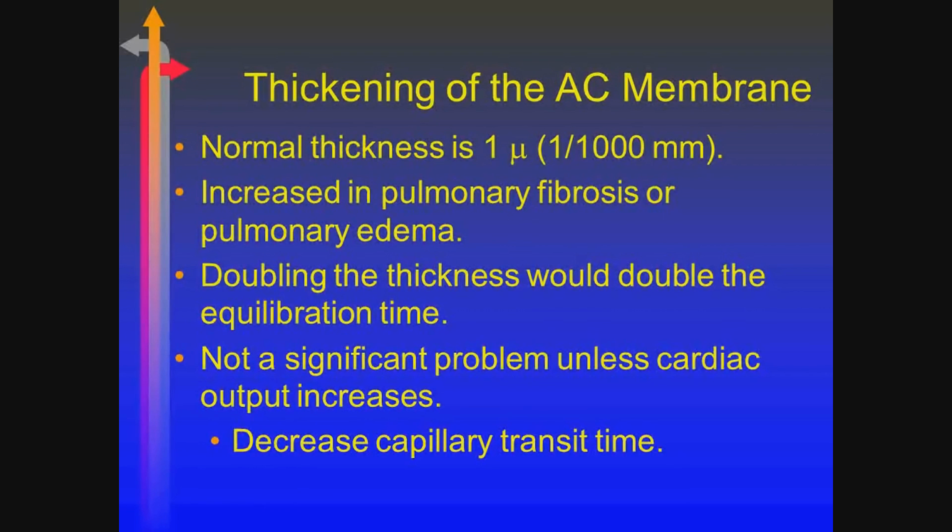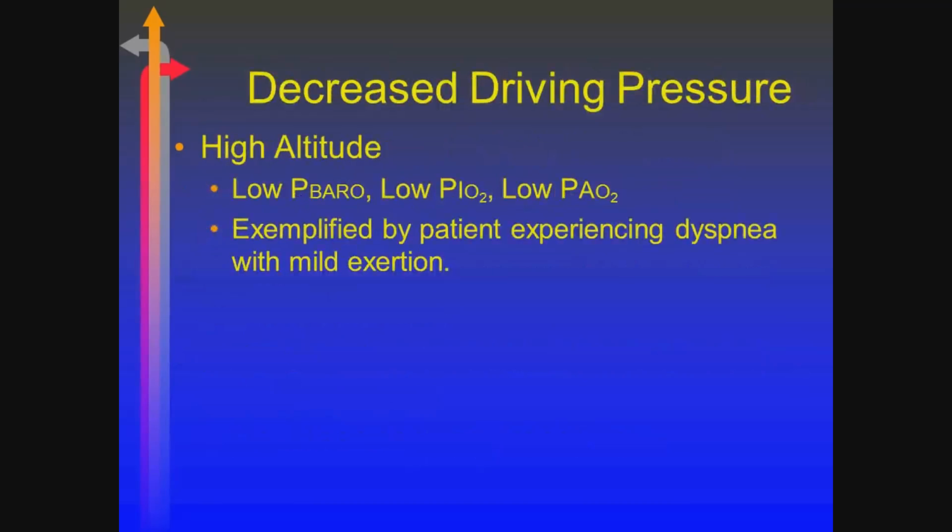But when the patient has an increase in cardiac output with a reduction in transit time, you would end up having hypoxemia manifested. So this is why patients with diffusion defects are fine at rest until they get up to do something, walk across the room, and then they become short of breath.